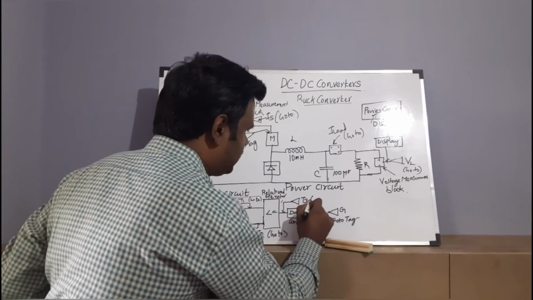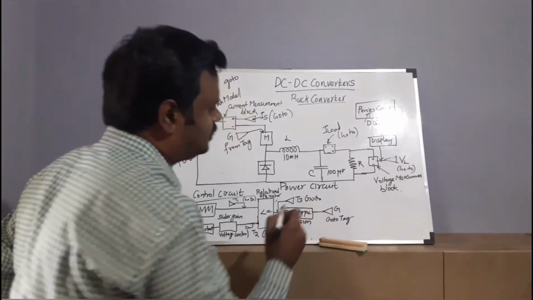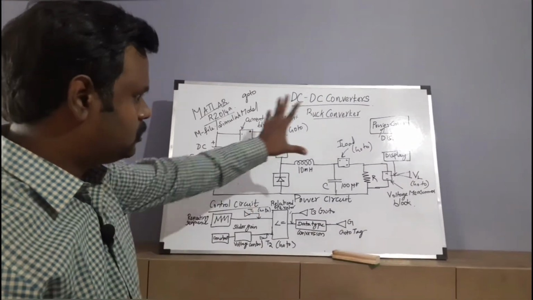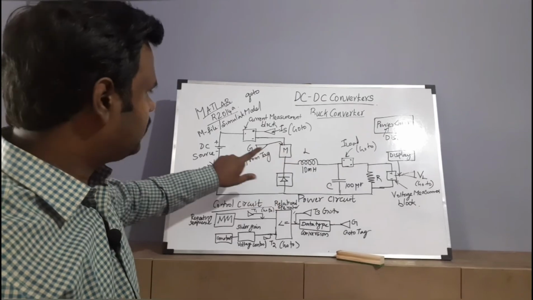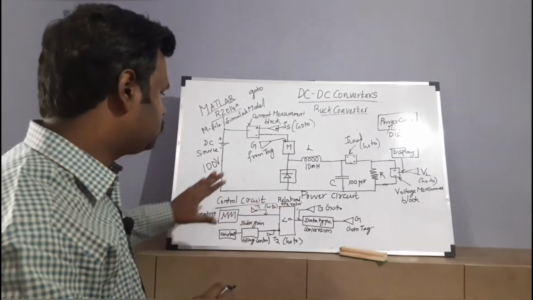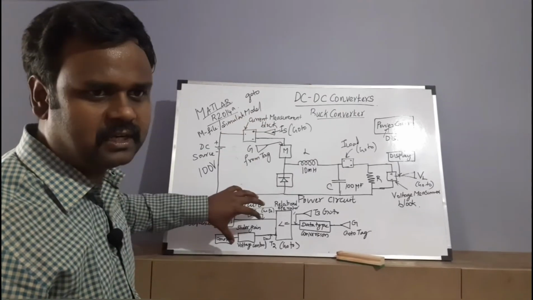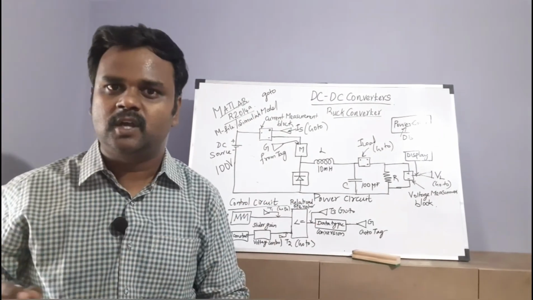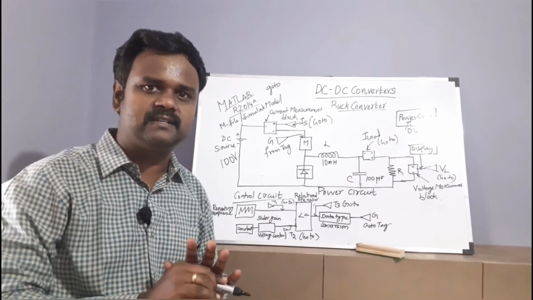It will be T3, again it is a Goto tag. So all are Goto tags. So in this circuit we are only using one From tag, right? Only one From tag, all others are Goto tags. So that's all about the control circuit. This is your power circuit, this is your control circuit. Next we have to move on to the scope, where we are going to see our results.